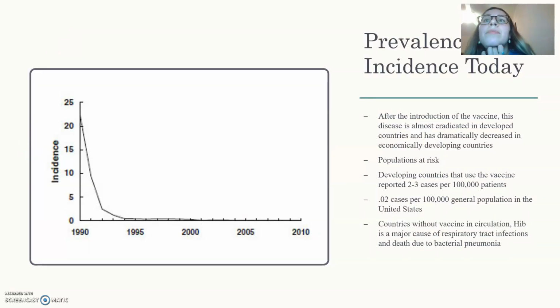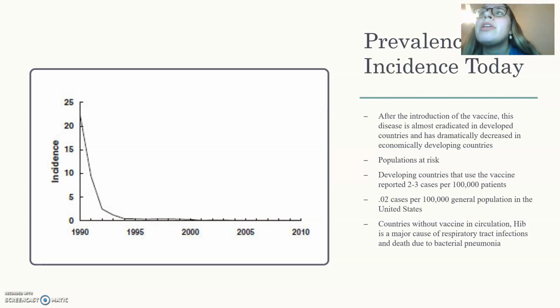So, prevalence and incidence today. After the vaccine was introduced to the general public, there is practically no incidence of this bacteria, at least in the countries that have the vaccine and give it to the public. In the United States, after the vaccine was introduced, cases decreased by 99%. Canada has a very similar incidence rate to the United States, and in other countries in Europe that use this vaccine, it has decreased by 90%. However, in certain economically developing countries, they cannot afford this vaccine, so there have been cases of Hib causing respiratory tract infections and bacterial pneumonia.